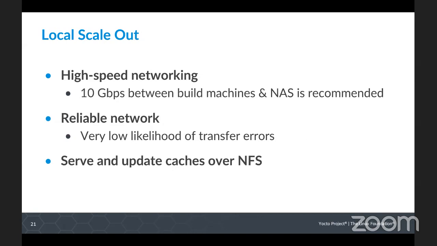So there's two ways we can look at the scale out. One is a local scale out, the other is a global scale out. For a local scale out, we're expecting high-speed networking. We could possibly use 10 gigabit or greater networking locally. We're expecting very reliable networking between things. We can use NFS to serve the download mirror and the shared state cache.